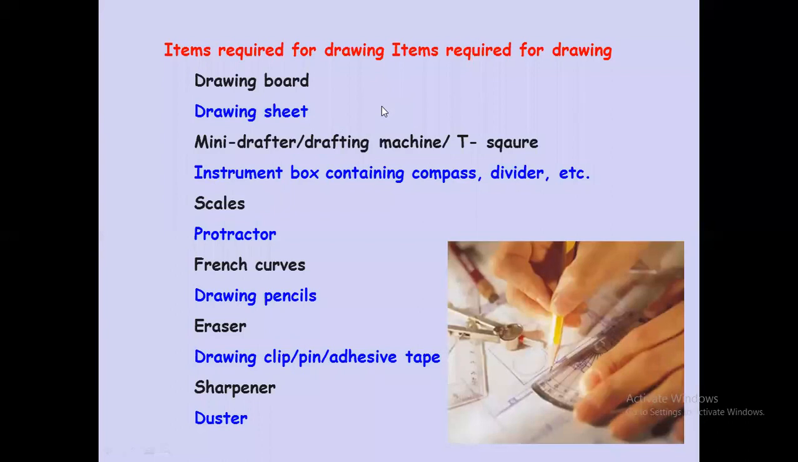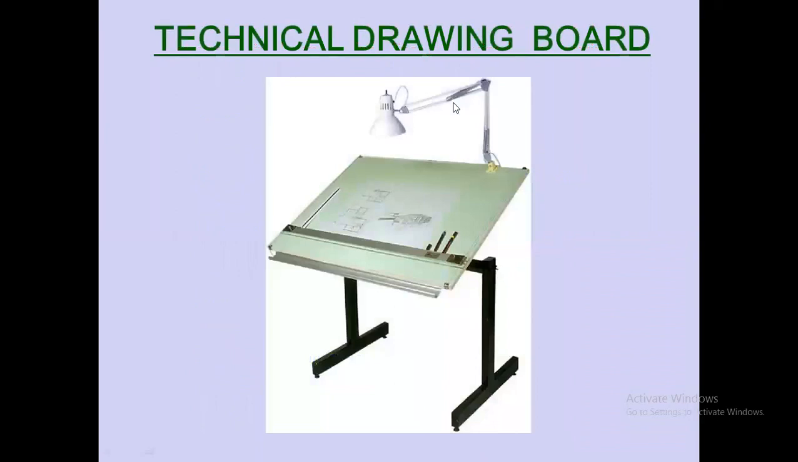And in this picture, you just observe a person drawing a simple engineering drawing with the help of a compass, a pencil, protractor, T-square, and a drawing sheet. So the important thing is the drawing board. Okay, it's a technical drawing board.